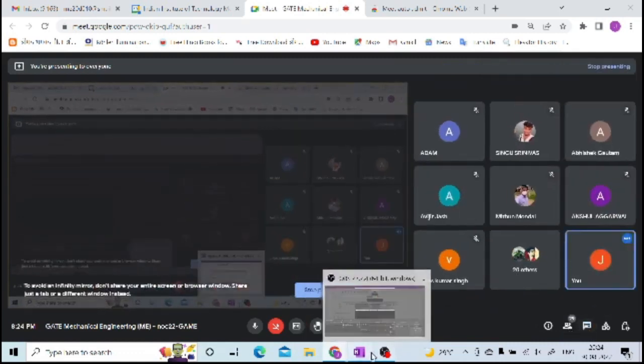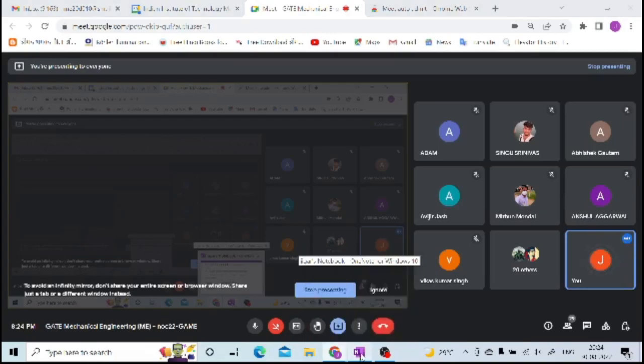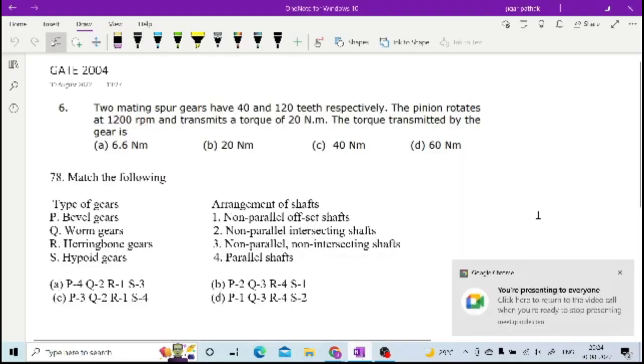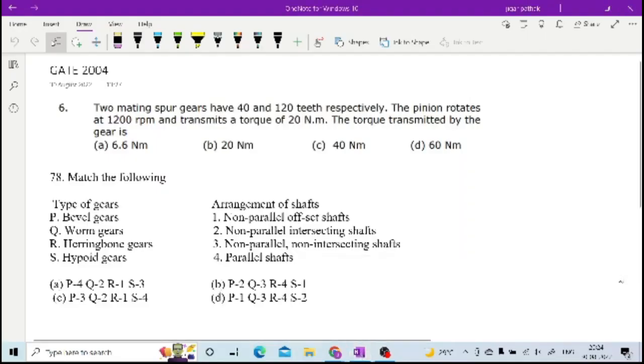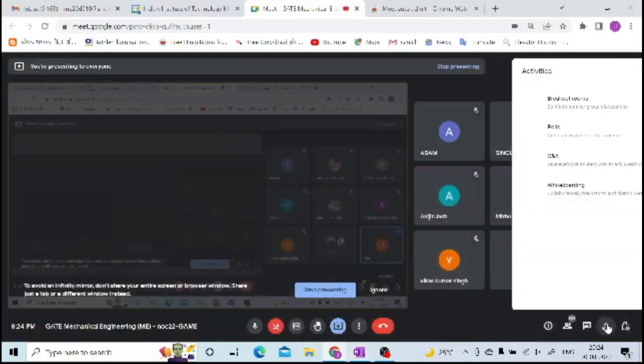What is arm? Arm is actually holding both the gears 1 and 2. Somebody has asked what is arm. Now let me generate the poll only. One second. GATE 2004 question 6. One second.